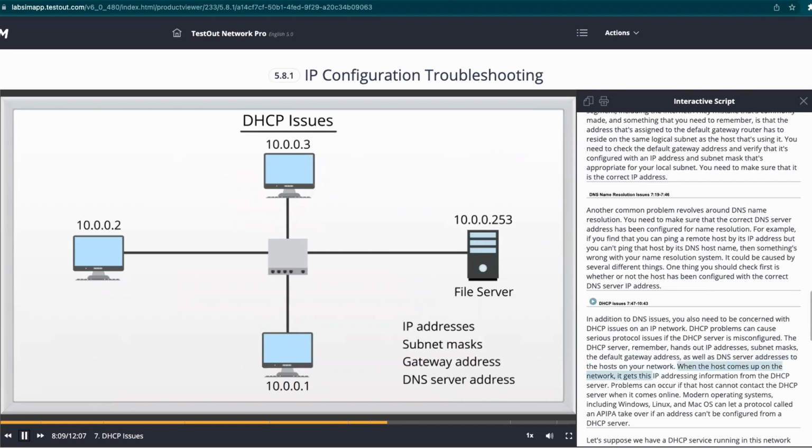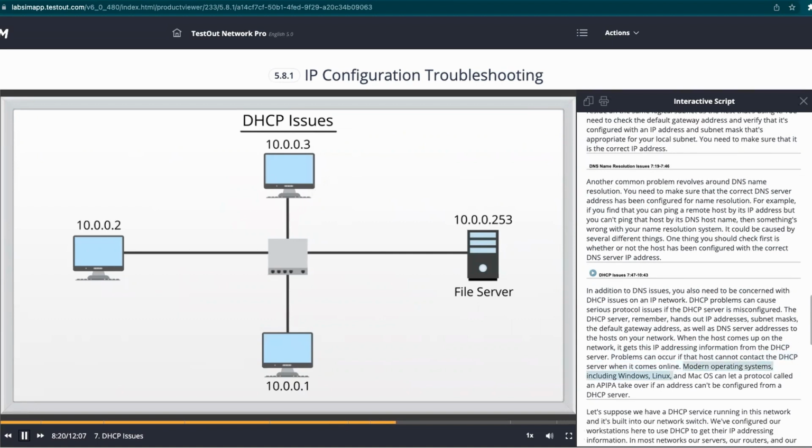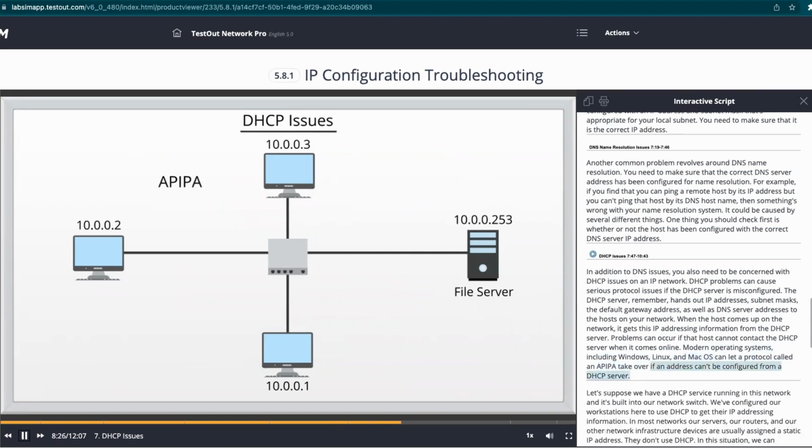When the host comes up on the network, it gets this IP addressing information from the DHCP server. Now, problems can occur if that host cannot contact the DHCP server when it comes online. Modern operating systems, including Windows, Linux, and Mac OS, can let a protocol called APIPA take over if an address can't be configured from a DHCP server.